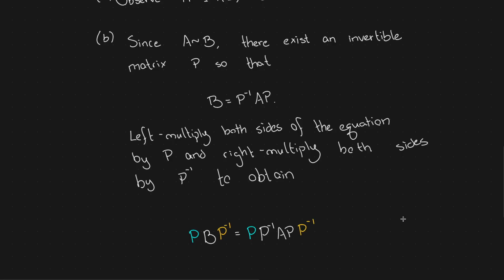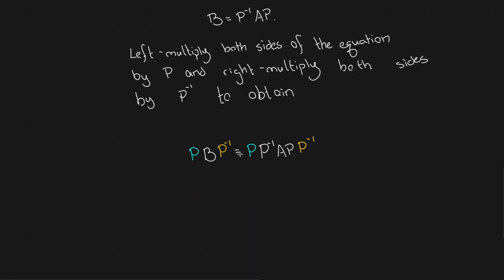Okay? Now what does that do? Well, P times P inverse, those cancel, I just get the identity. So on the right-hand side, identity A, identity is just matrix A. And on the left-hand side, I have P, B, P inverse. Okay? And this is almost what I want.